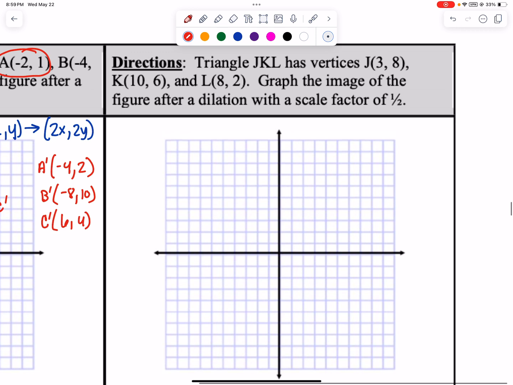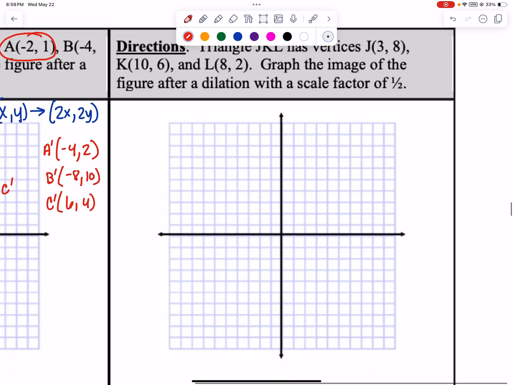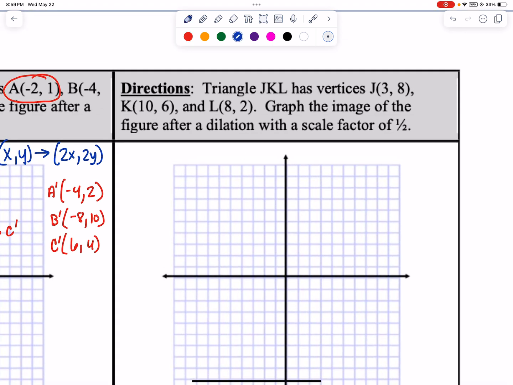So let's head over here and you can try this one on your own. We have triangle JKL with these vertices, and they want you to show a dilation with a scale factor of 1/2. You can pause if you want or follow along. I'm going to go to blue again. Let's create our mapping real quick. Our mapping starts at XY, and what does it do?